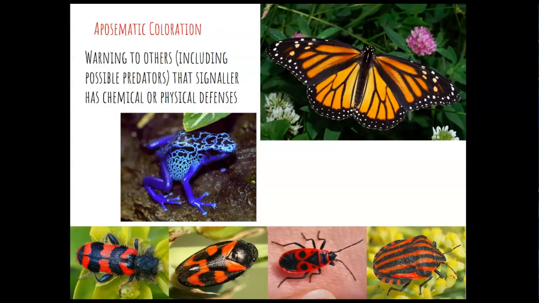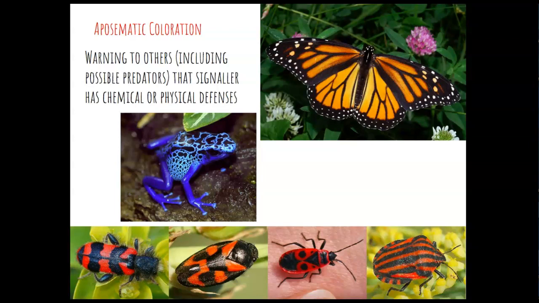So when we're talking about aposematic coloration, what we mean is that it's a warning to others, including predators, that the signaler has chemical or physical defenses. So up in the top right, we have a monarch butterfly. Monarch butterflies are toxic if they are eaten by any kind of predator. Monarch butterflies eat milkweed. Milkweed itself is toxic. The monarch butterflies consolidate those toxins into their tissues, which then makes them toxic. And so the bright color on the butterfly says to a predator, I am bright, I am scary, and I probably don't taste very good. I will make you sick, don't eat me.